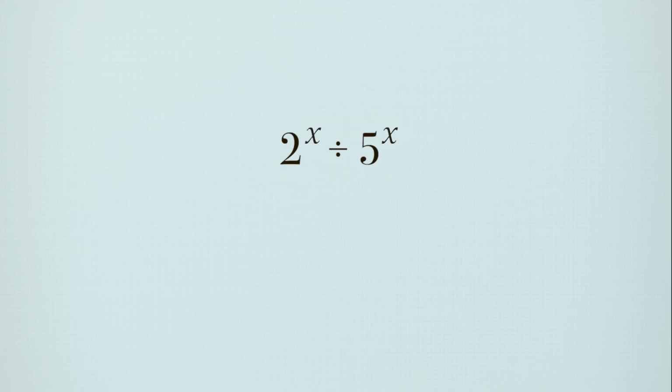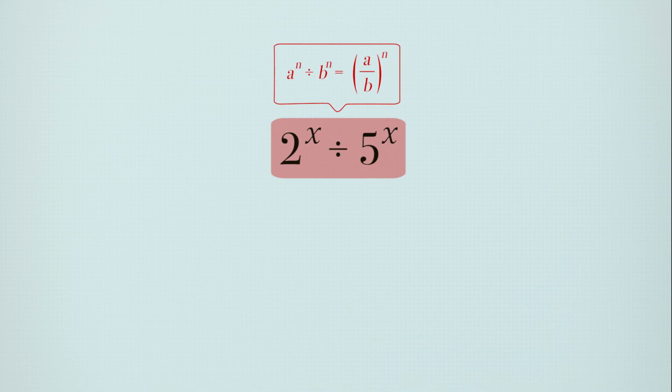Now let's look at how we can simplify this expression. Again, check if the bases are the same. Here the bases are different, but they have the same index, x. So we can use this law of indices and divide the bases to get 2/5 to the power of x.